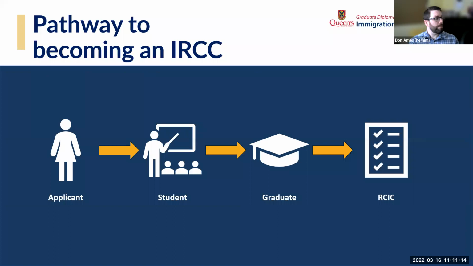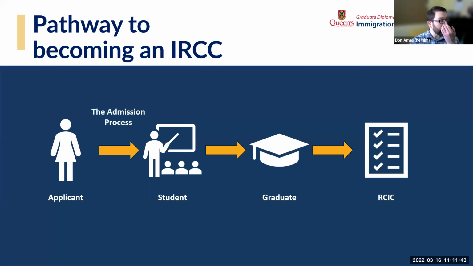So here's kind of the pathway to get yourself to becoming an RCIC. And I do notice that there is a typo there at the top, and I apologize for that. But basically, we're looking at 4 key stages here for all of our prospective students to really understand where they're going when it comes to the completion of this program, getting into the immigration consultant field. So we have applicant, we have student, we have graduate, and we have the RCIC.